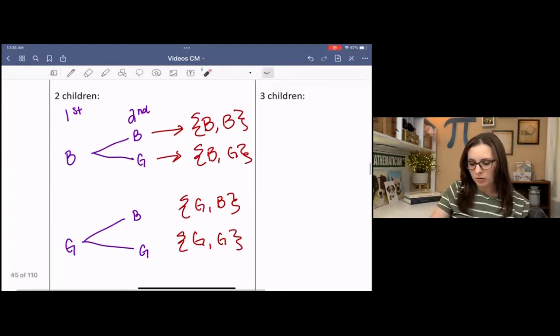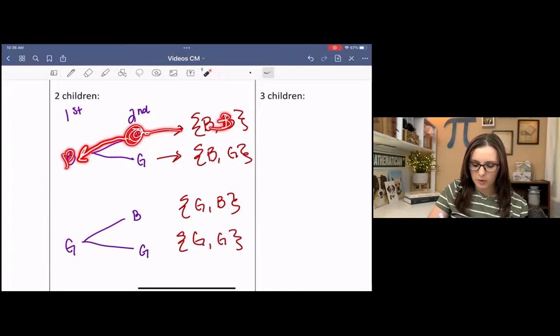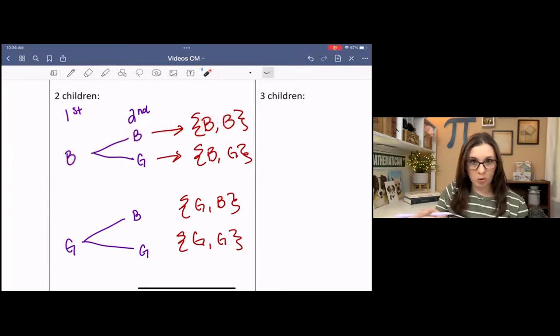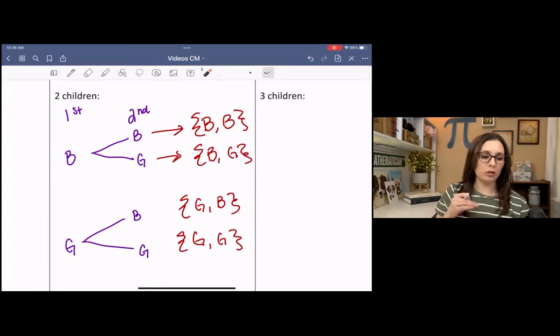And then a little life hack you can do if you're having trouble following the tree diagram, you might start at the end and follow it to the beginning. Just make sure that you write it in order, because the order does matter on this, because there's a very clear first child, second child. So she can have 2 boys, boy, girl, girl, boy, 2 girls. Those are the only options.